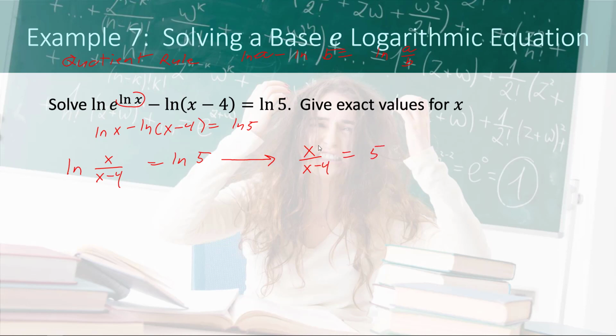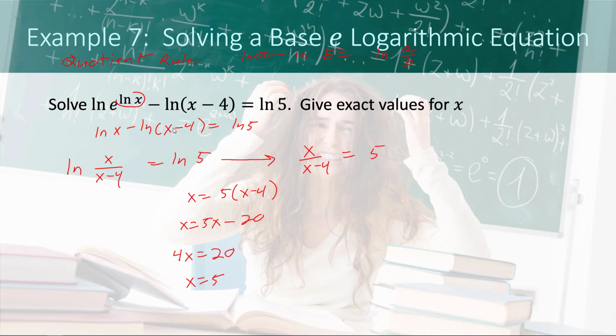Now notice here we have a rational expression. As a consequence, we know that this is not defined when x is equal to 4. So let's just hope that x equals 4 is not one of our solutions. Nonetheless, we can still go ahead and solve this by multiplying both sides by the denominator, and then that will give us x is equal to 5 times x minus 4, or that x is equal to 5x minus 20. That simplifies: we can subtract x from both sides and add 20 to both sides, and that will give us that 4x is equal to 20. Dividing by 4, we have that x is equal to 5.